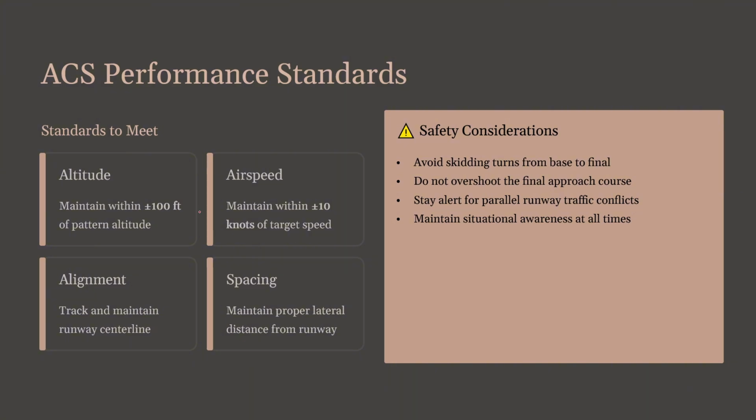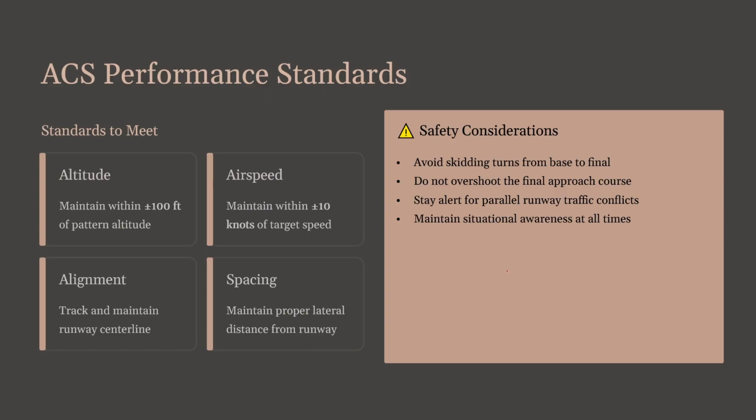During training and also during your check ride, the examiner is not just evaluating the landing itself. They are really observing how well you manage the entire traffic pattern. So, for example, you're expected to maintain altitude within about plus minus 100 feet and airspeed within about plus minus 10 knots of your target airspeed. The examiner will also be watching how well you maintain proper runway alignment, especially on final approach, and whether you keep reasonable and consistent spacing from the runway throughout the pattern.